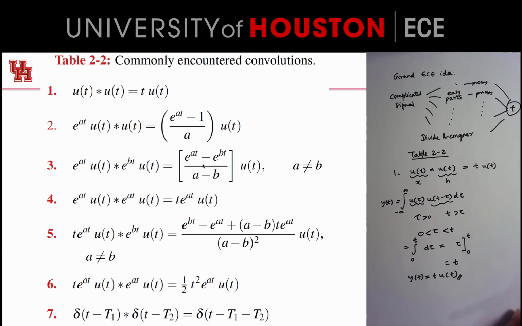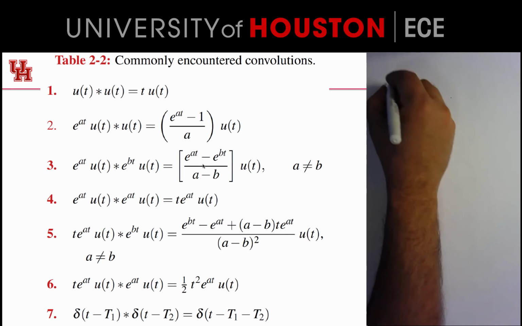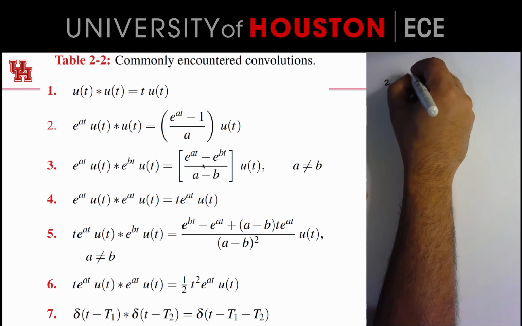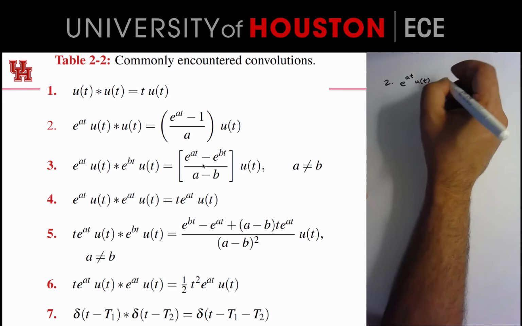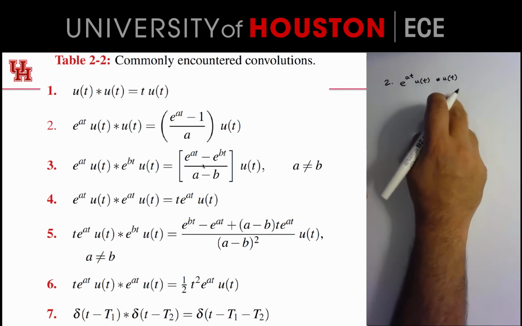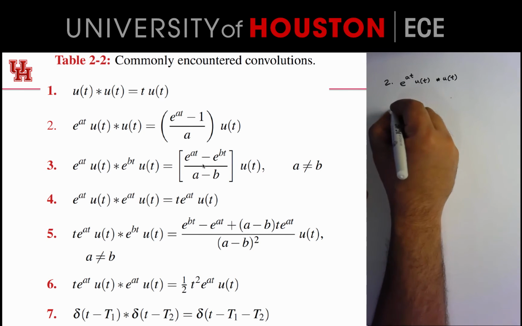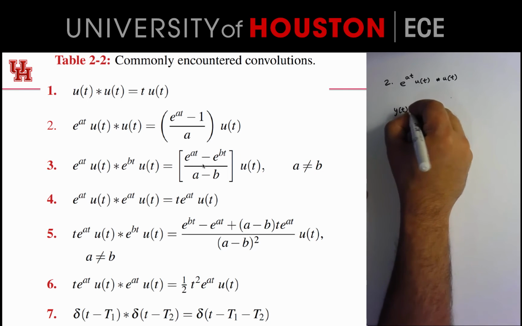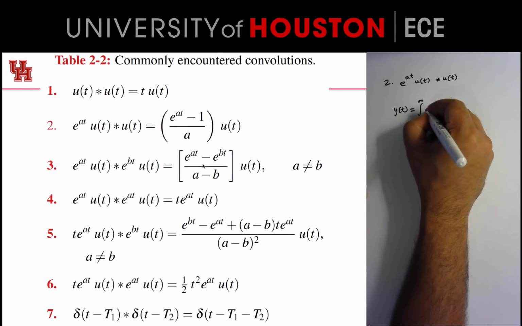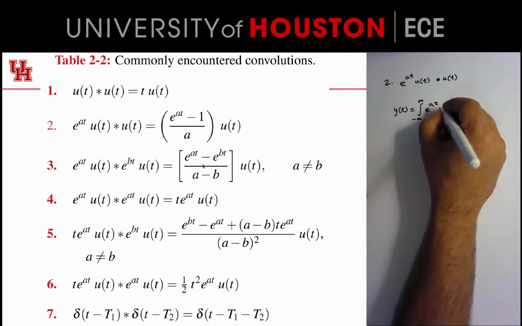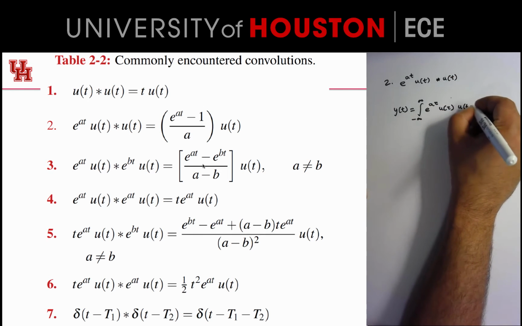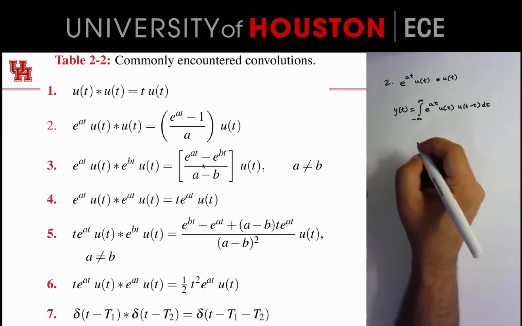Now let's go on to question number 2. Let's see how that works out. In question number 2, we're asked to convolve e to the at u of t with u of t. So we again start by writing down the convolution integral: y of t equals the integral from minus infinity to infinity of e to the a tau u of tau times u of t minus tau d tau.